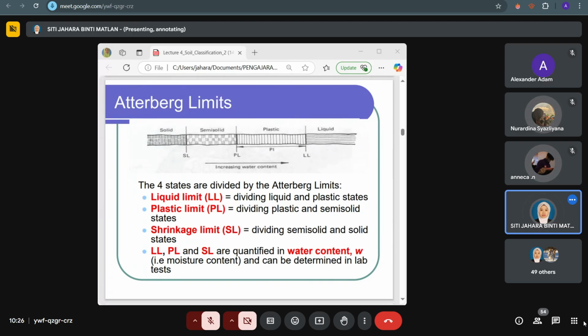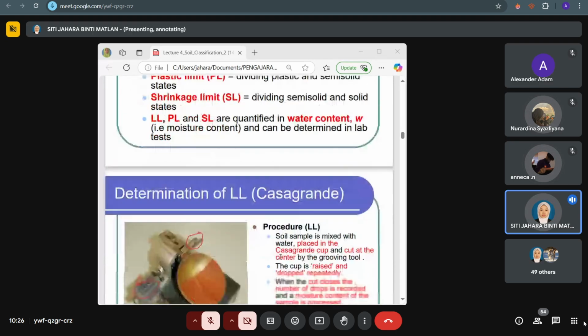So all these LL, PL and SL are determined by water content and can be measured through laboratory tests. Penting untuk kita fahamlah semua LL, PL and SL is quantified in water content, moisture content, and we can determine them in lab tests.